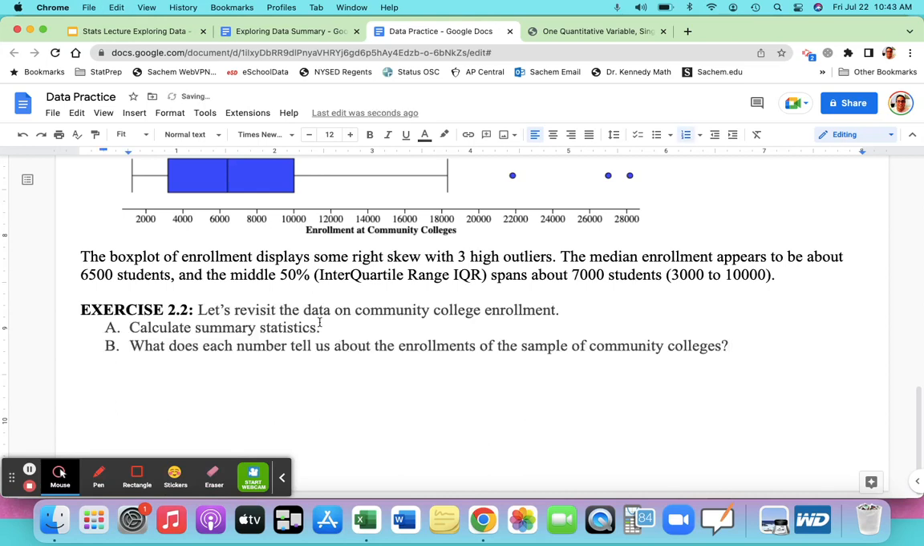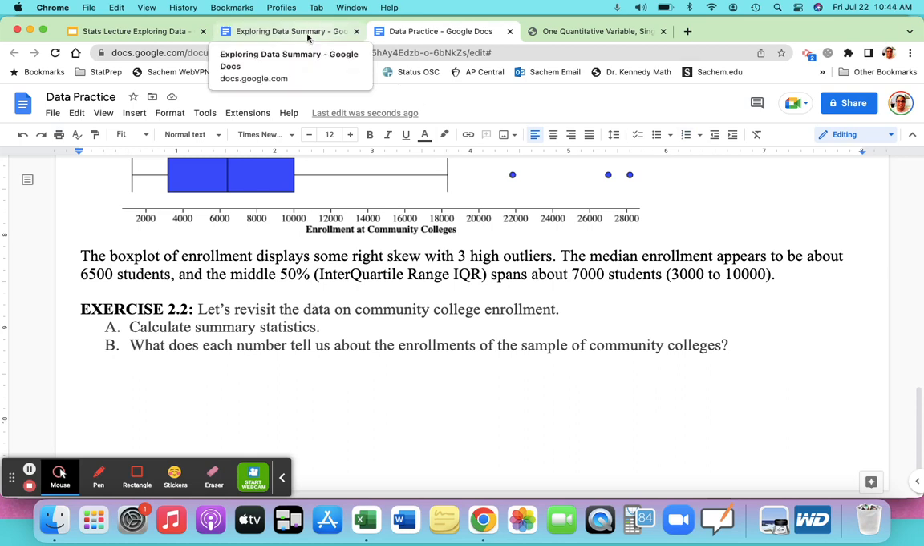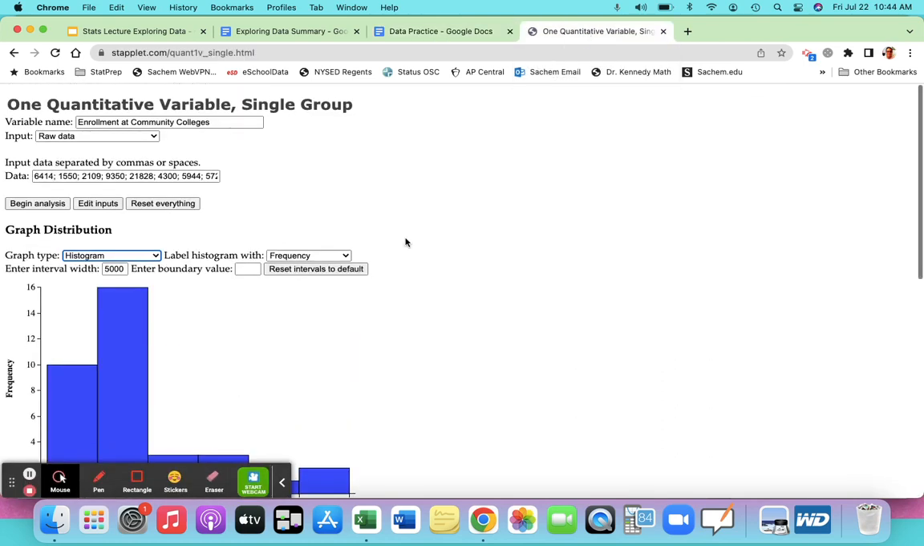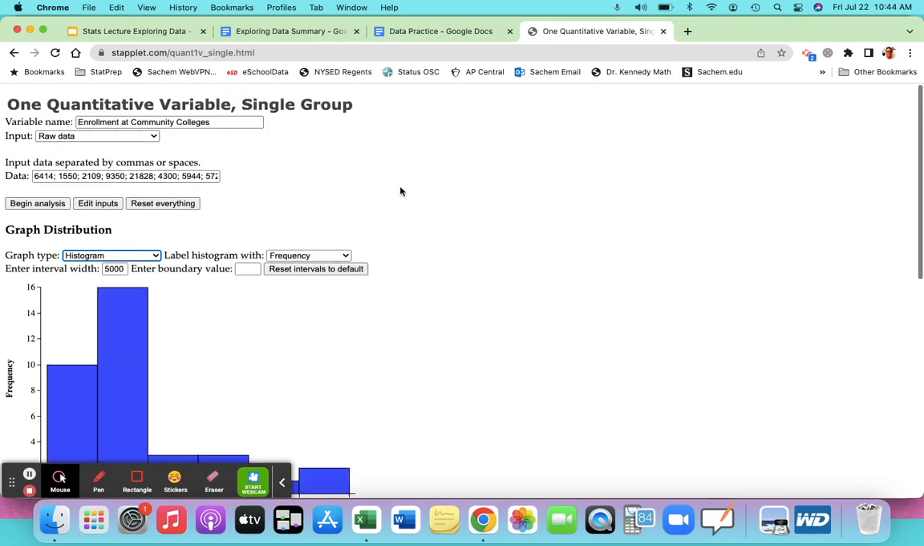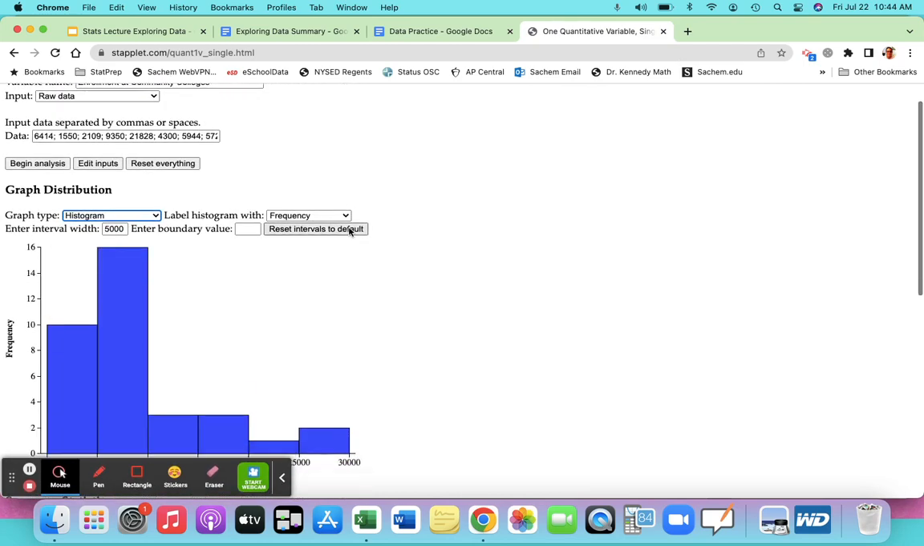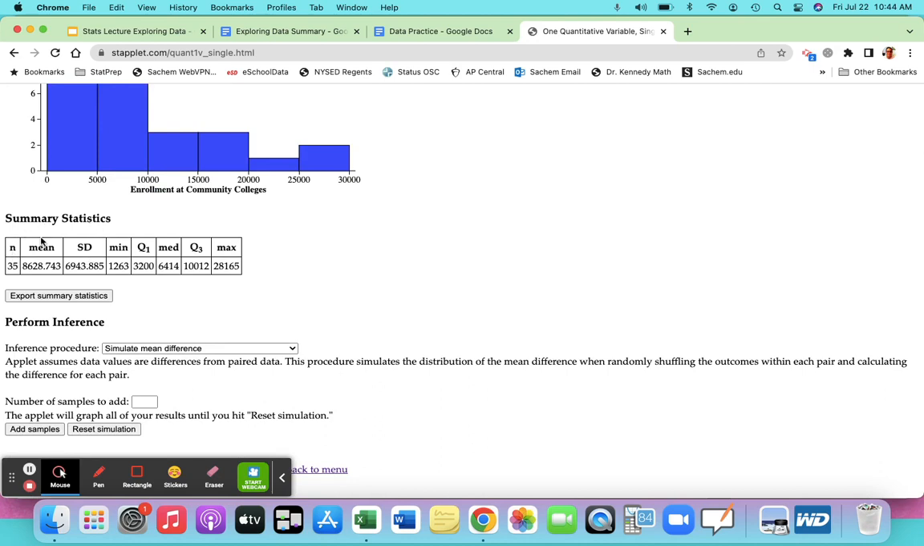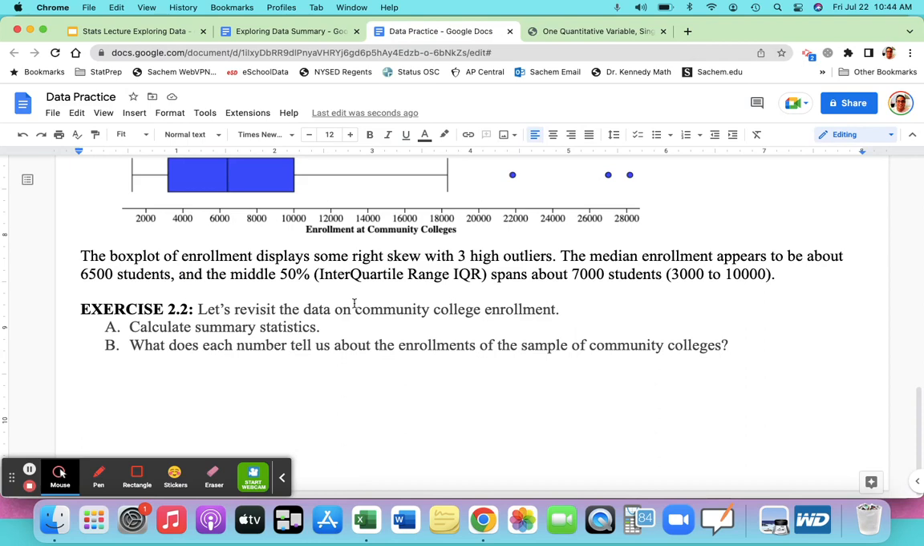All right, exercise 2.2. Let's look at the same data on community college enrollment. Calculate the summary statistics. Okay, so summary statistics are mean, median, mode, variance, standard deviation. So I go back to Statplet, and I already have it. I would do the same thing I did, so rewatch the last video if you don't remember how I got this analysis. And here they are. Here's the summary statistics. You could screenshot this, or I might even be able to copy and paste it into my document. Let me try that. Or you could export it to Excel.